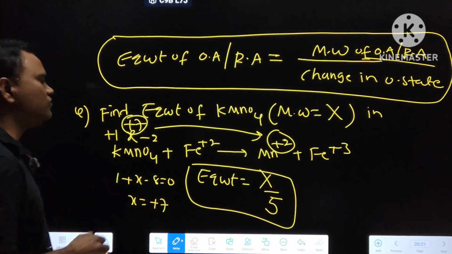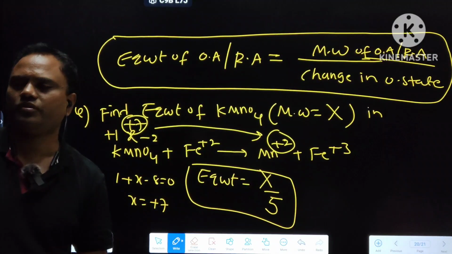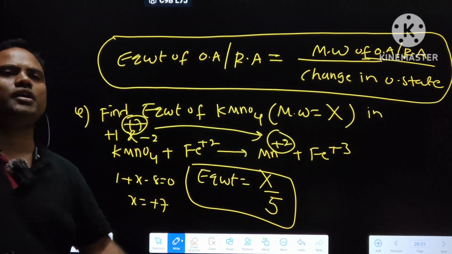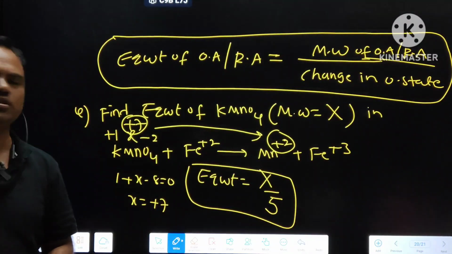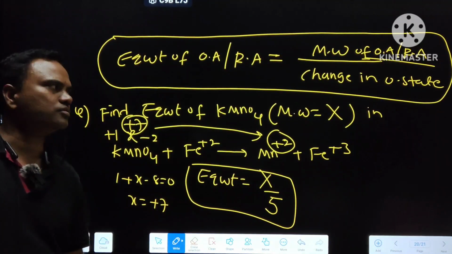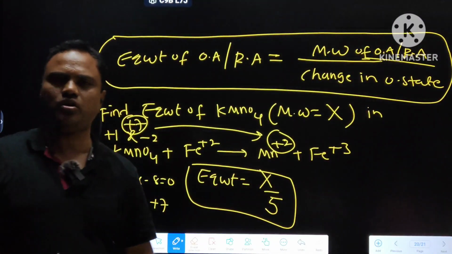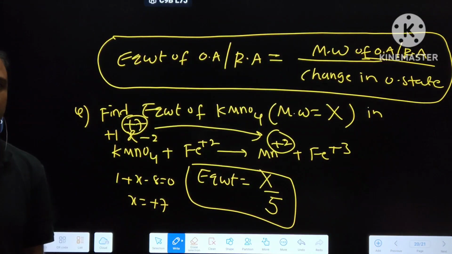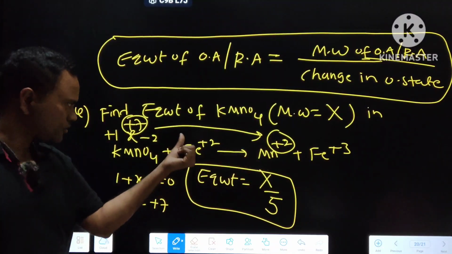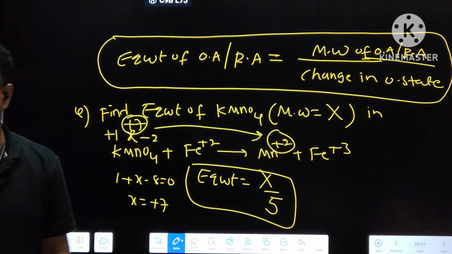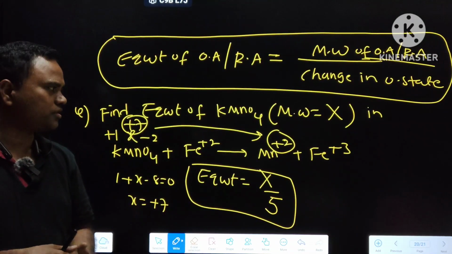In this reaction, what is the oxidizing agent? KMnO4. Why? Because it is undergoing reduction, +7 to +2, so it is the oxidizing agent. Which is the reducing agent? Fe+2 is undergoing oxidation, +2 to +3, so it is the reducing agent. The one which undergoes oxidation is the reducing agent, and reduction is the oxidizing agent.